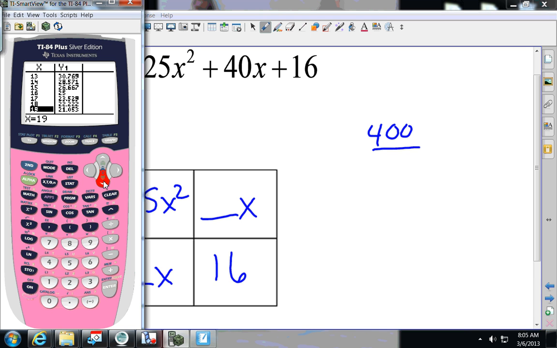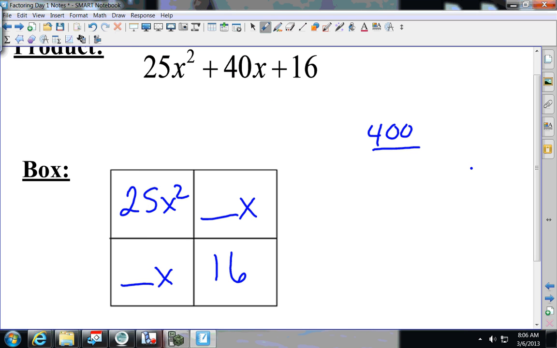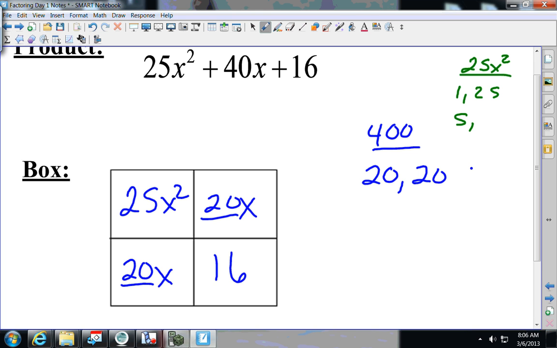20 and 20 is what it's going to end up being right here, because when you add 20 and 20, that'll give you 40. But 20 times 20 is 400. Okay, so the factors are going to be 20 and 20. I'm going to put those here. Now, 25x squared is going to split up as 1 and 25 or 5 and 5.